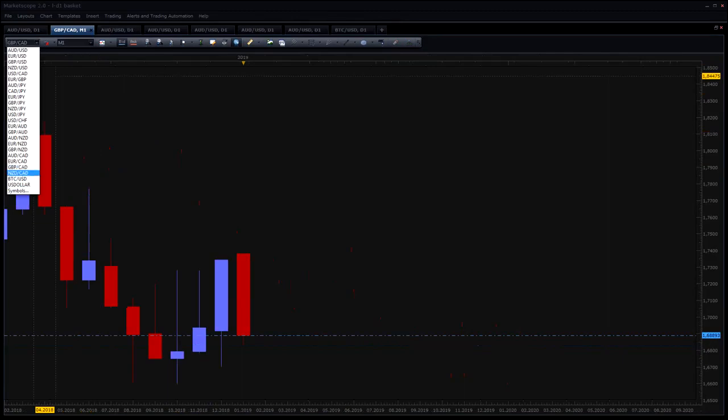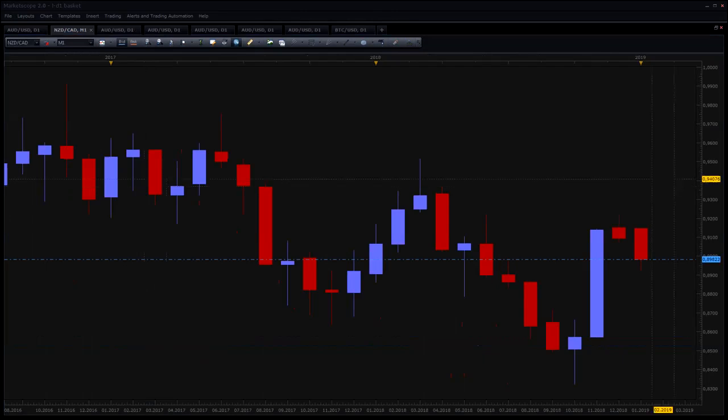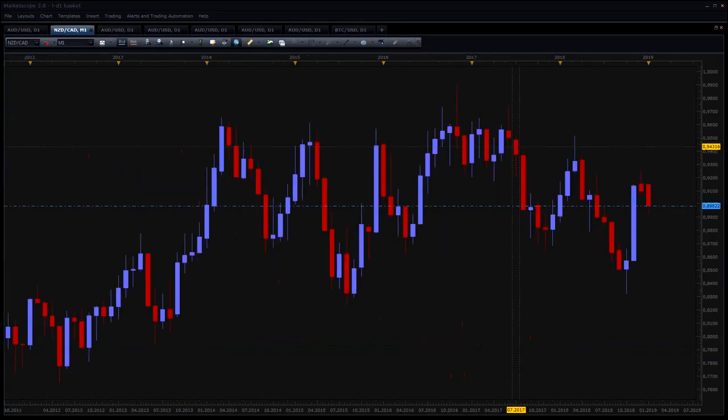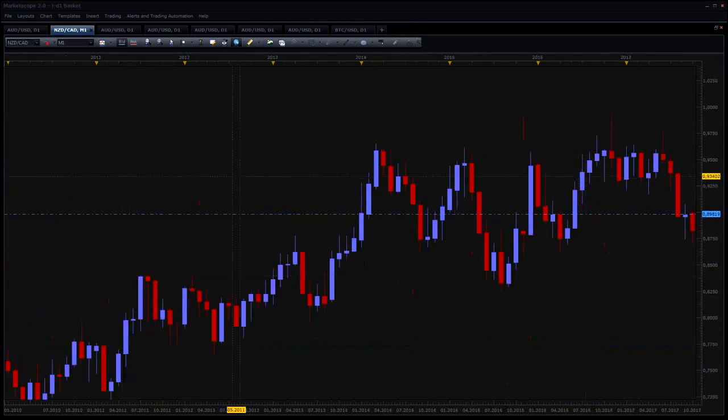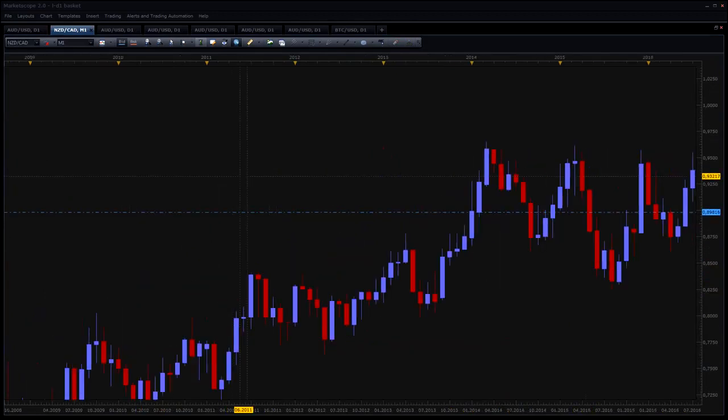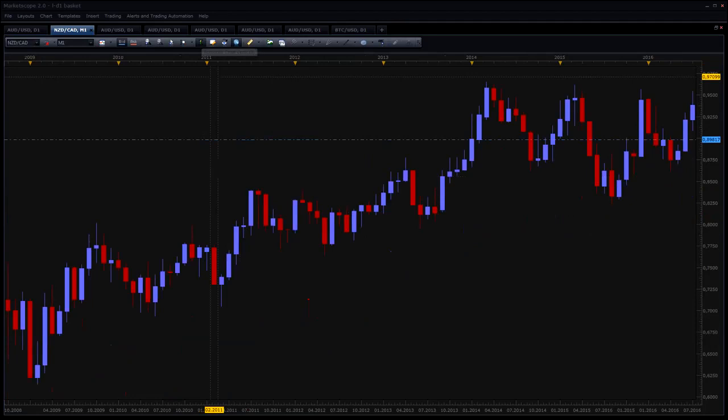And then we have Kiwi Canadian. That is all I can see. Actually, no. Oh, wait. There we go. All this time I had auto scale switched off. Okay, so that is the whole chart.